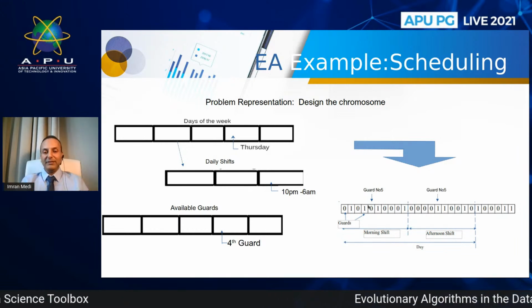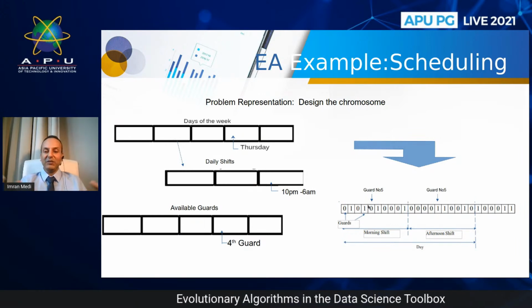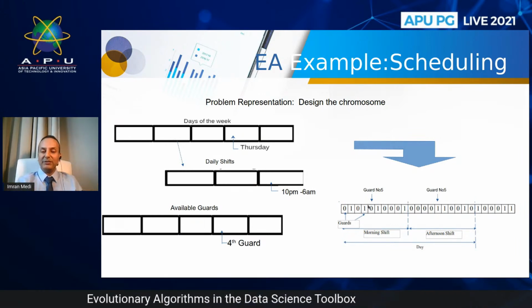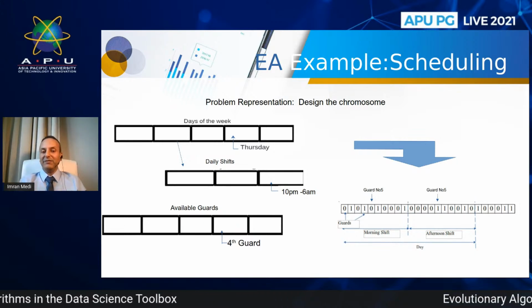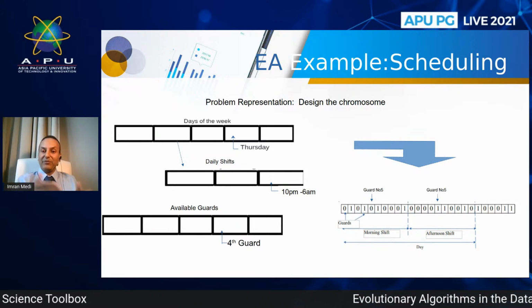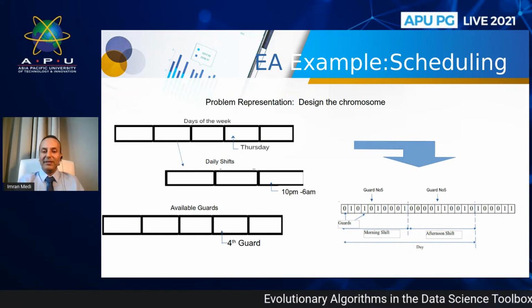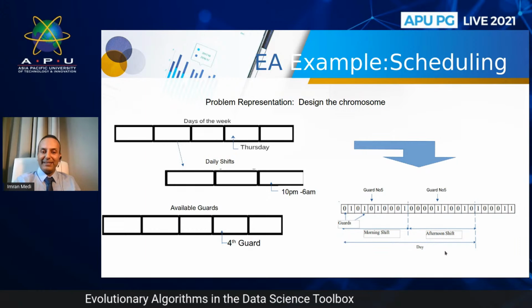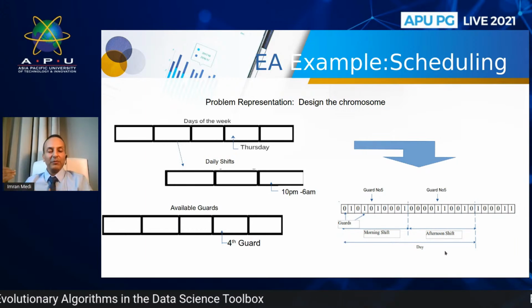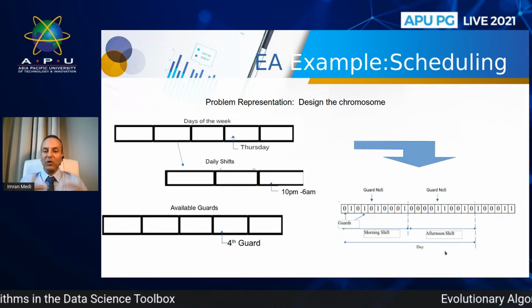And if we have 16 guards, 16 of these collectively represents a shift. And so the next 16 would represent the next shift. And then if we have 3 of these shifts together, we can think of that as a day. So what we now have is that particular problem represented as a chromosome.